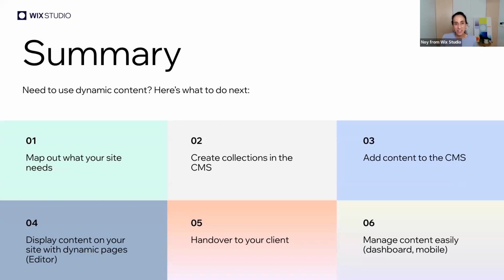When you recognize that you need dynamic content, we suggest following these steps, just to have it in mind for those of you who are new to the concept. First, map your site needs and understand where you really need the content to be dynamic. Create the collection in the CMS, whether it's one or many. Add content to those collections, of course. You can start with some demo content while you design, and eventually your client will put in the real content. Then, as I said, you need to display that content on the site.